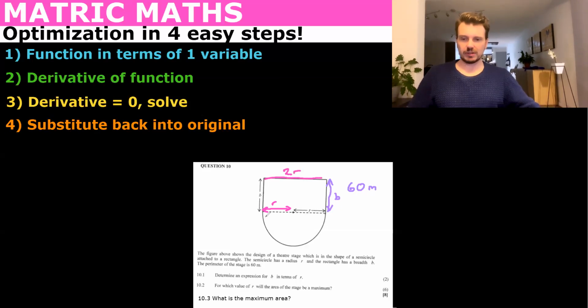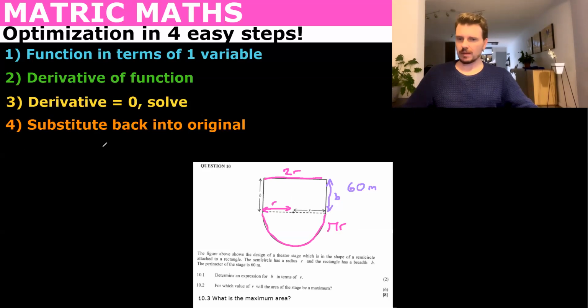And finally, we know that the circumference is equal to 2 pi r of a full circle. And so a semicircle is going to be not 2 pi r, but just pi r, so half of that. And so all of these, the b, the 2r, and the pi r are going to add up to 60. So let's just write that down, because we want an expression for b in terms of r, and of course we know that that's 60.